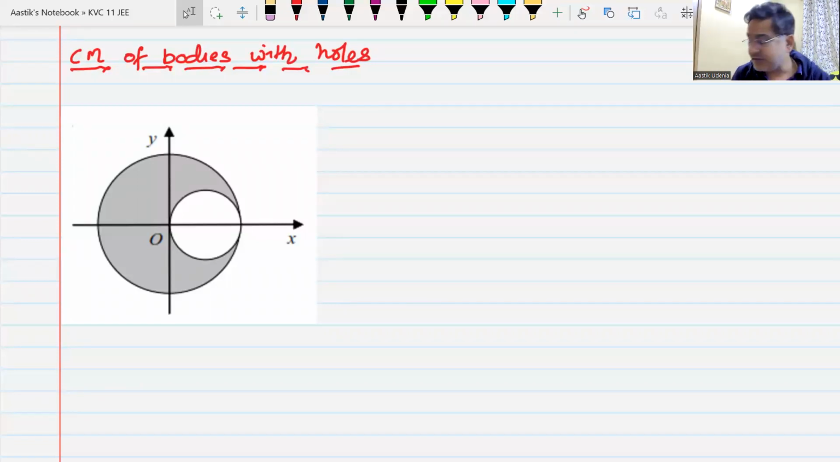The diagram that you see has got a symmetry. It is symmetrical about the x-axis. Whatever portion is above the x-axis, the same portion is below the x-axis, and therefore we don't need to find out the y coordinate of the center of mass. We only need to find out the x coordinate of the center of mass.